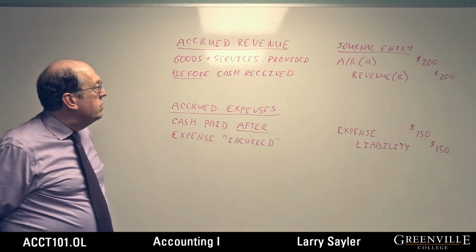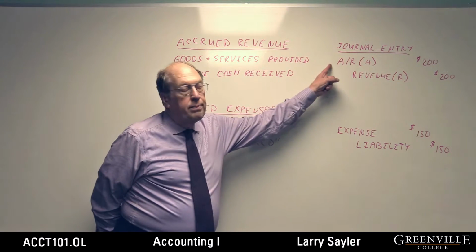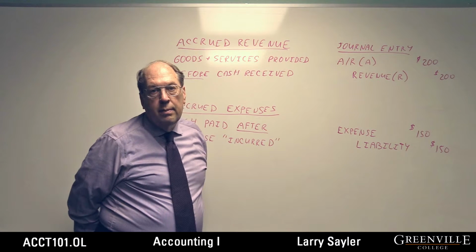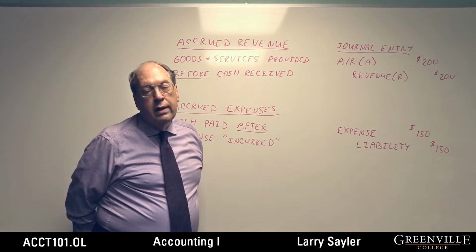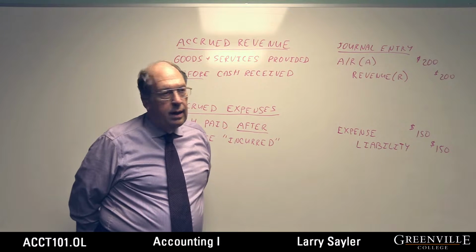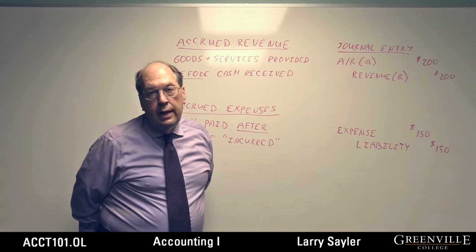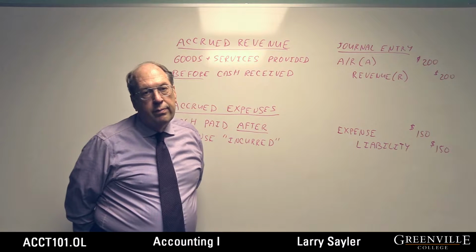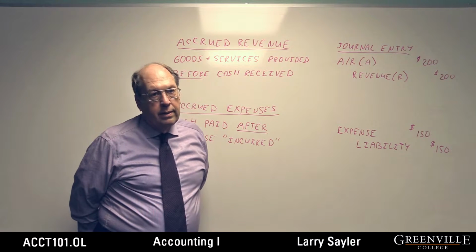So the standard journal entry would be for the doctor's office, debit accounts receivable or some type of asset, and credit revenue. Their asset has gone up, someone owes them money, I owe them money, and they're going to count that sale or the revenue from that doctor's visit when I come in to see them.